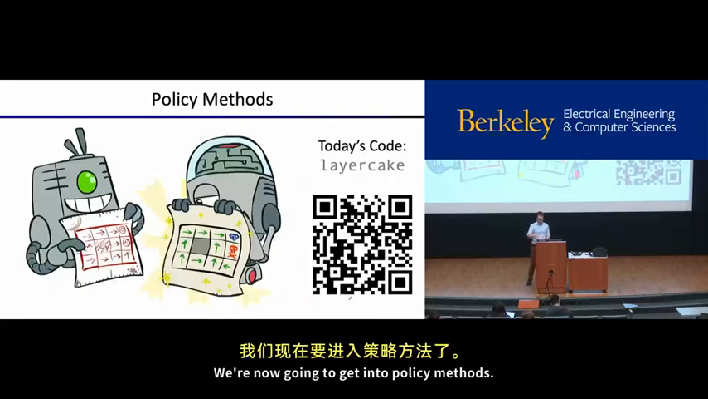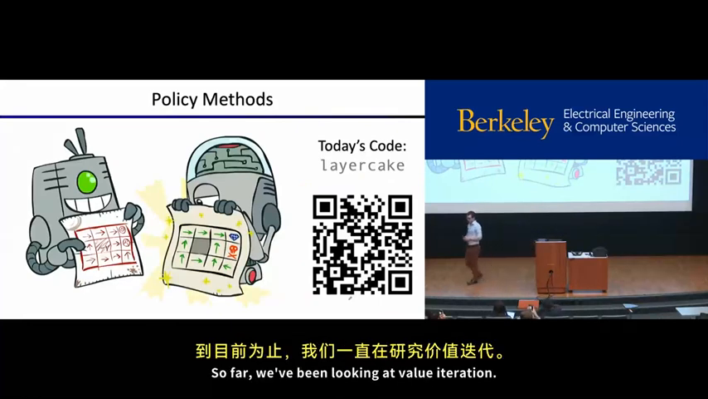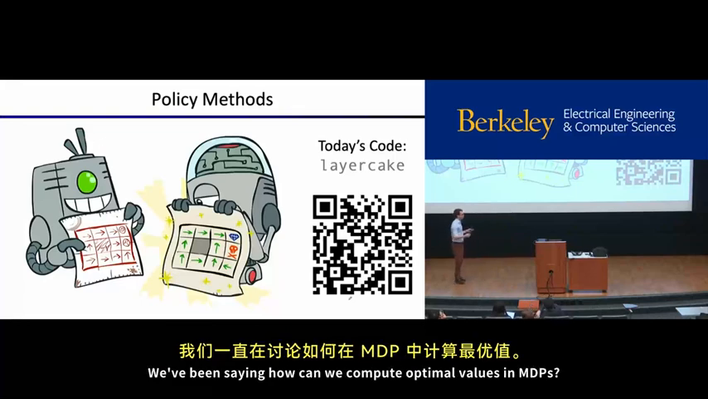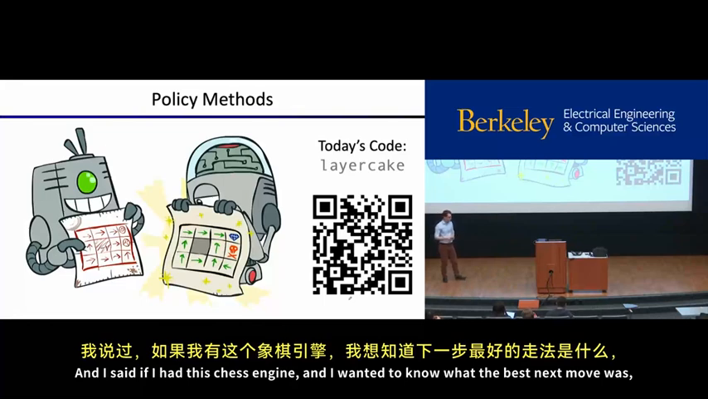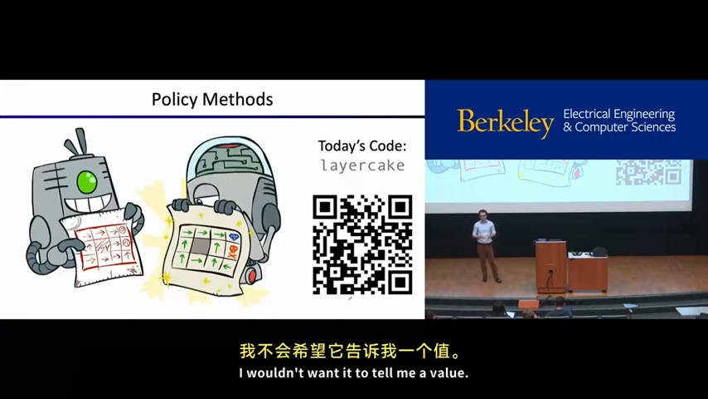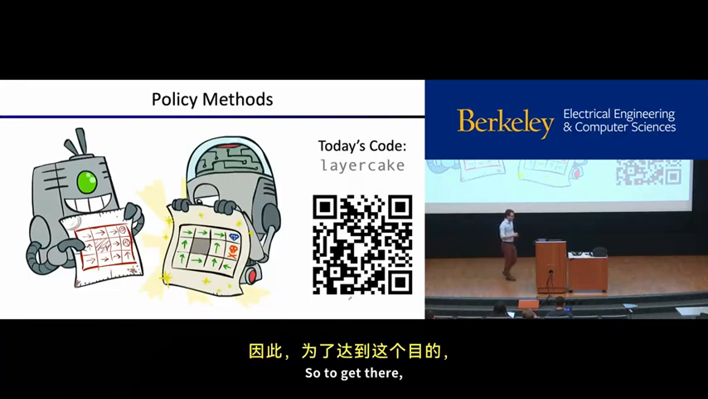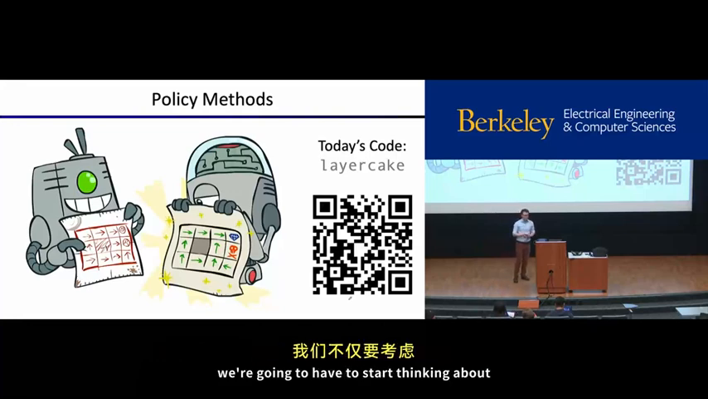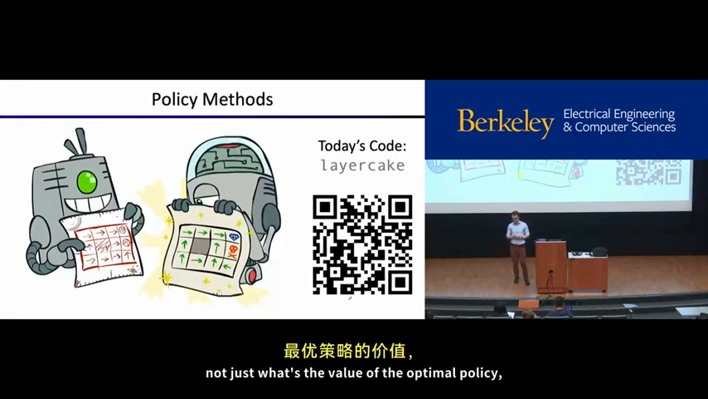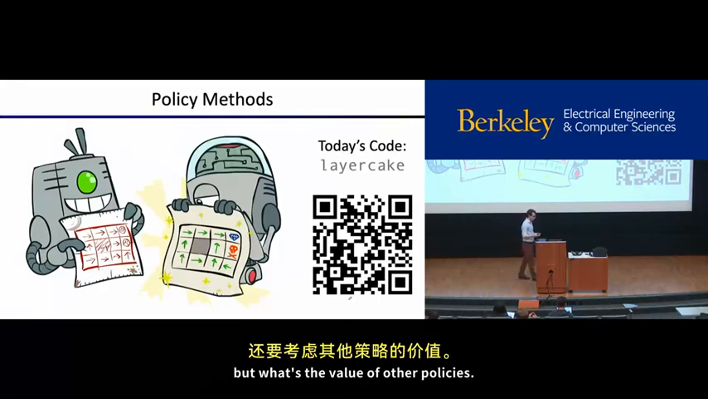We're now going to get into policy methods. So far, we've been looking at value iteration. We've been asking how we can compute optimal values in MDPs. And I said that if I had this chess engine and I wanted to know what the best next move was, I wouldn't want it to tell me a value. I'd want it to tell me the move, the actual action that I should take. So to get there, we're going to have to start thinking about not just the value of the optimal policy, but the value of other policies.